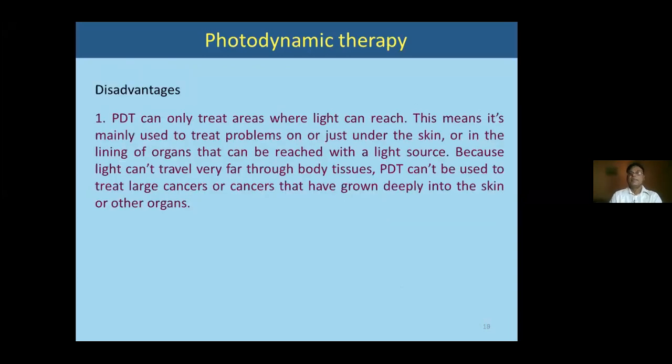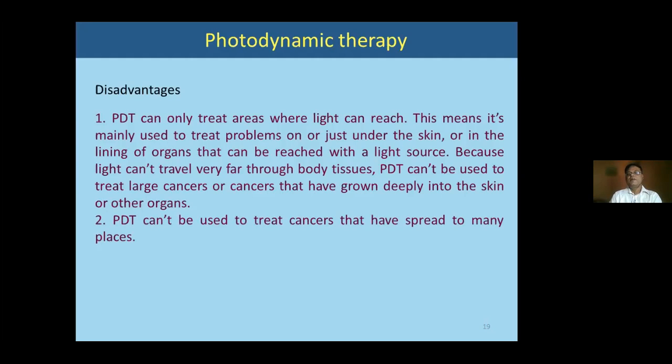What is that? The disadvantage is that PDT can be used in only that place of the body where light can reach, because if you cannot activate the compound with light, it will not work. So basically it is much more effective for skin cancer or something just under the skin, or something inside the body where a light source can reach, so the gastrointestinal tract or something like that. There only it can be utilized.